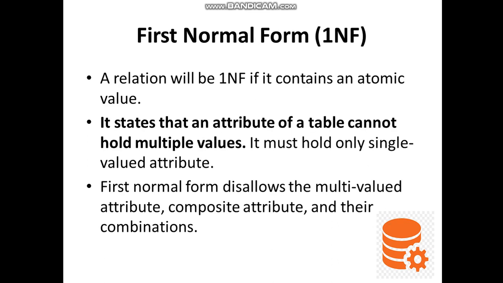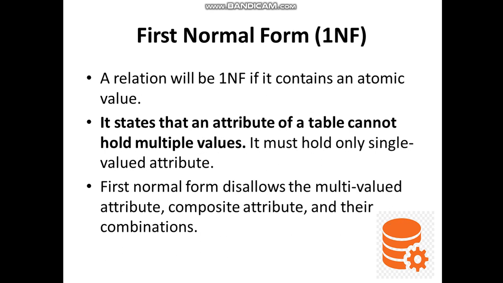So we have different forms of normalization. Our first normal form is 1NF, that is first normal form. A relation will be in 1NF if it contains an atomic value. Atomic value means what? One cell will contain only one value, no multiple values allowed. That is called atomic value. Okay, so this is the rule of 1NF.